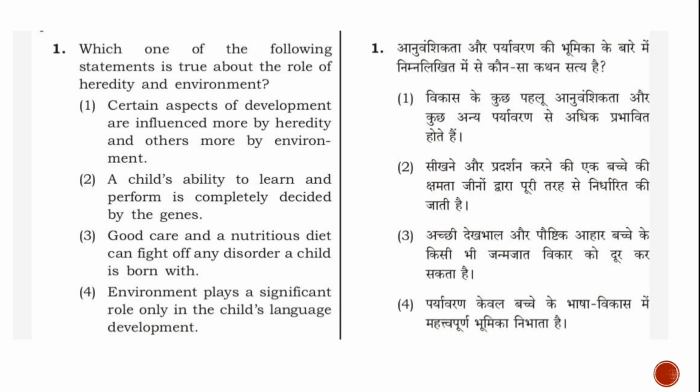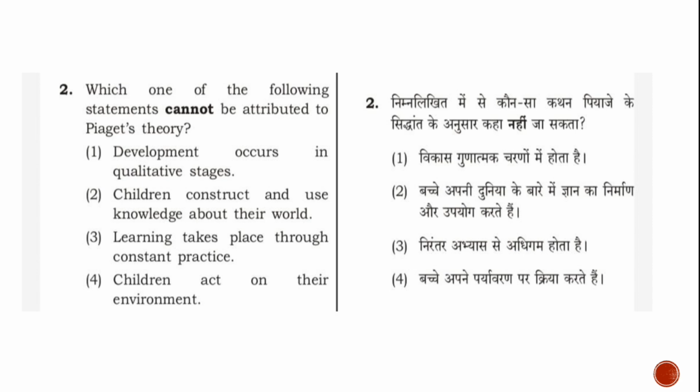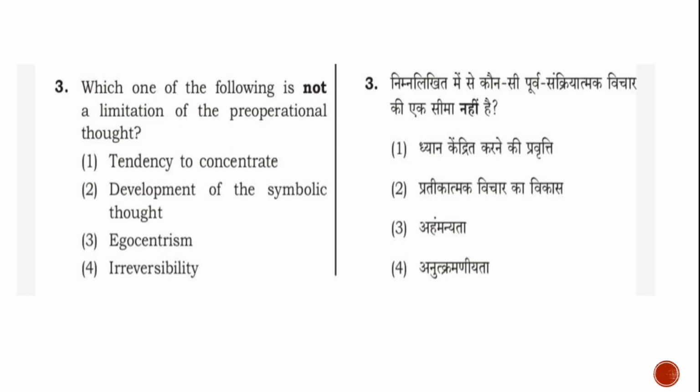Which one of the following statements is true about the role of heredity and environment? Answer. Certain aspects of development are influenced more by heredity and others more by environment. Which one of the following statements cannot be attributed to Piaget's theory? Answer. Learning takes place through constant practice.